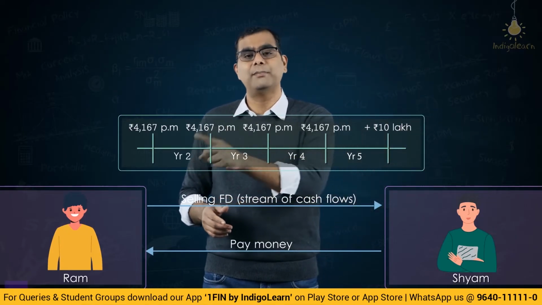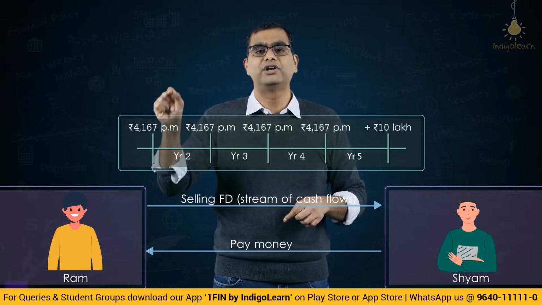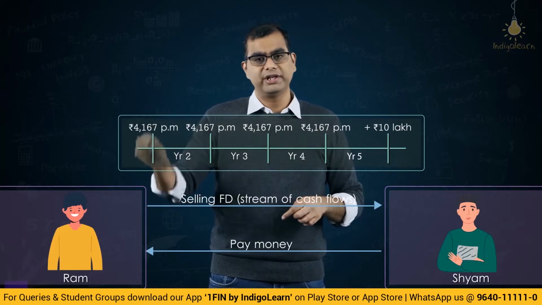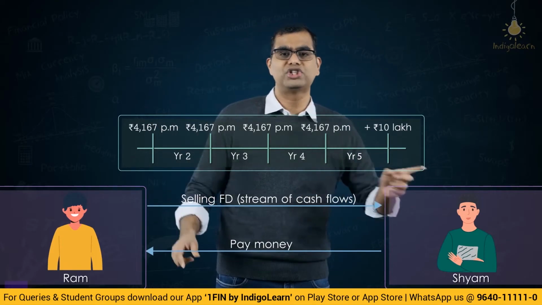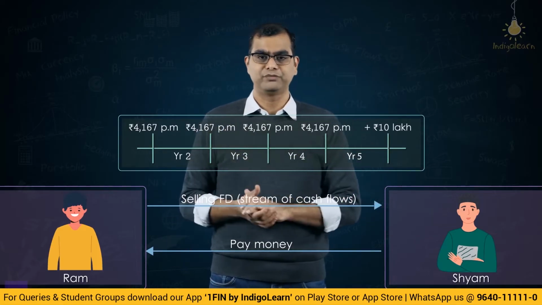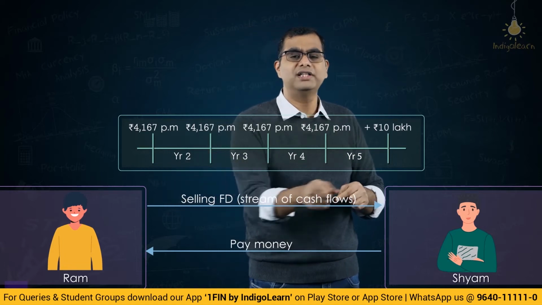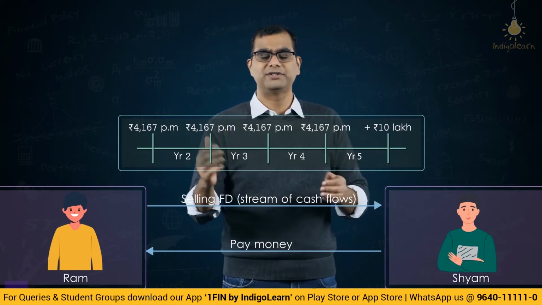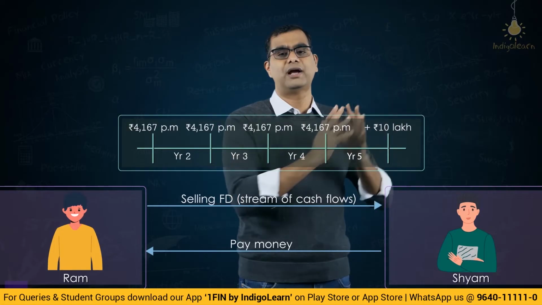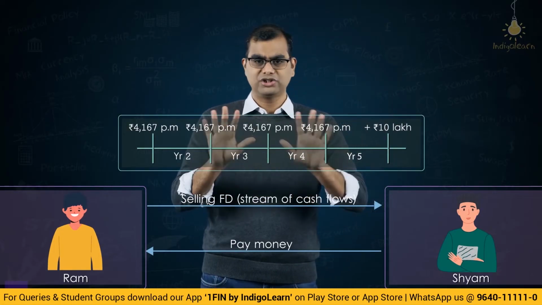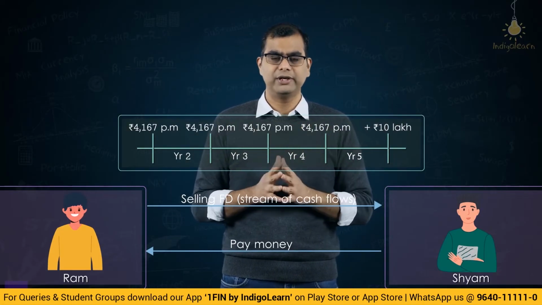Shyam is paying you some money on the first day of year 2, because 1 year is already elapsed. So year 2 has begun. On the first day of year 2, Shyam is paying a lump sum money. So what you are saying is all this stream of cash flows that you are getting from SBI are now assigned to Shyam. Okay, understood the story? So far so good? You understood the story?